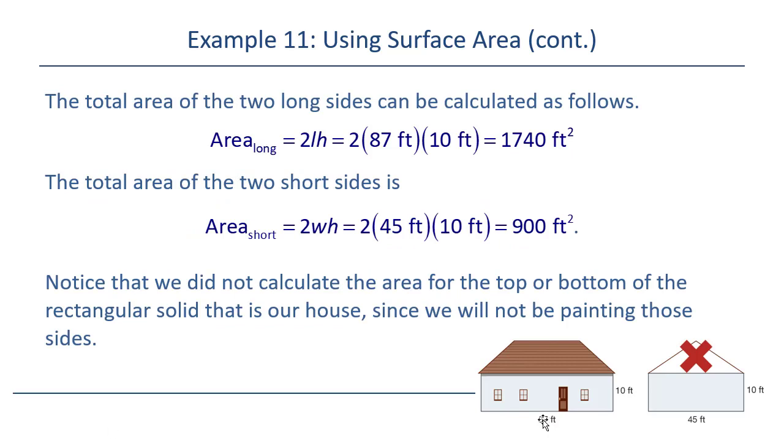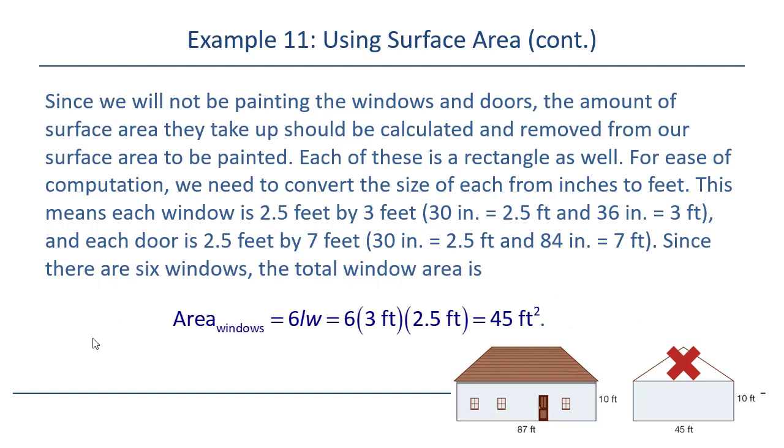So now we can find the area of this really easy, 87 times 10. This one, 45 times 10, right? Here's our 2 things. After we multiply them by 2, we add them together, and that gives us the total amount of area for the whole house. But we now have to subtract the area of the windows. They told us they were 2.5 feet by 3 because they told us 30 inches, which we converted to 2.5 feet, and 36 inches, which we converted to feet. And then the other one, 30 inches by 84, right? Converted to 2.5 by 7 for the door.